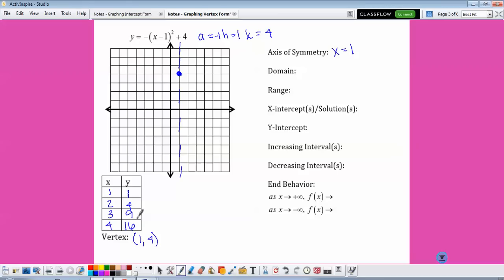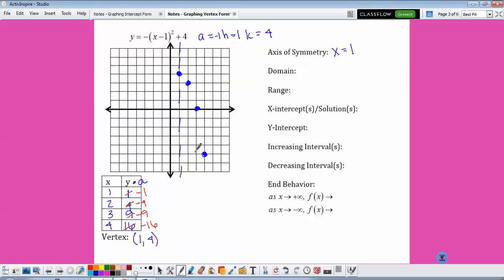So now I'm going to use these numbers and my a value. We're going to multiply a times y. So that would make this -1, -4, -9, and -16. And then I'm going to plot these from my vertex. So 1, -1, go back to the vertex, 2, -4, back to the vertex, 3, -9, and then 4, -16 won't fit.